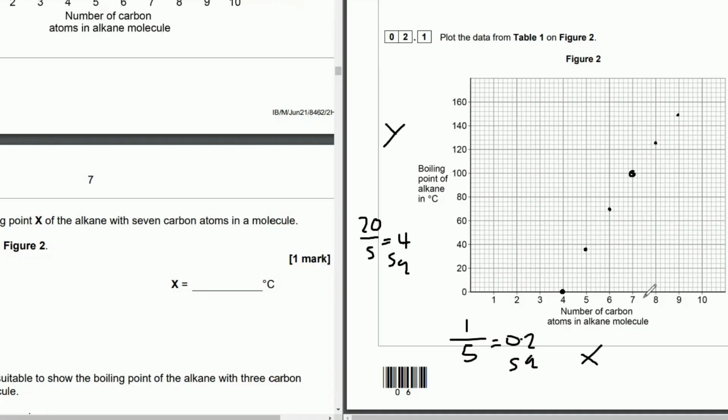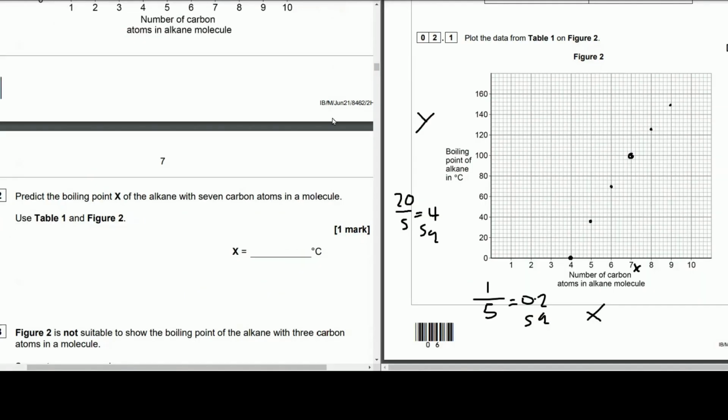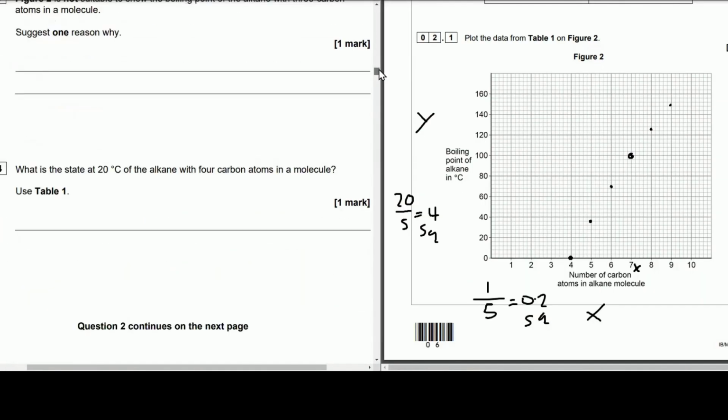Now, that's the one for X over there at 7 carbons. Is the exam board going to mind if you put it in a slightly different place? No, they're going to give you a bit of a range, I would suggest between 100 to 102 or 90-something, because as long as it's in a certain range and fits that pattern, you're all good to go. So I'm going to go with 100. And there we go. Right, let's move on. Get rid of that 100 there and move down.